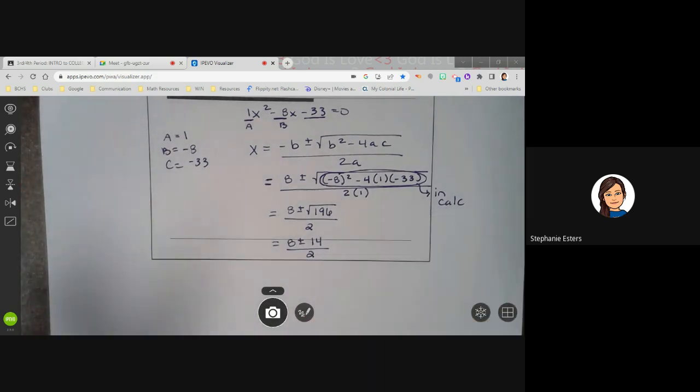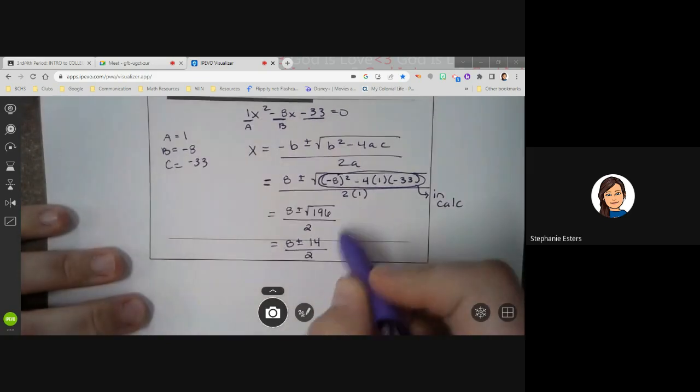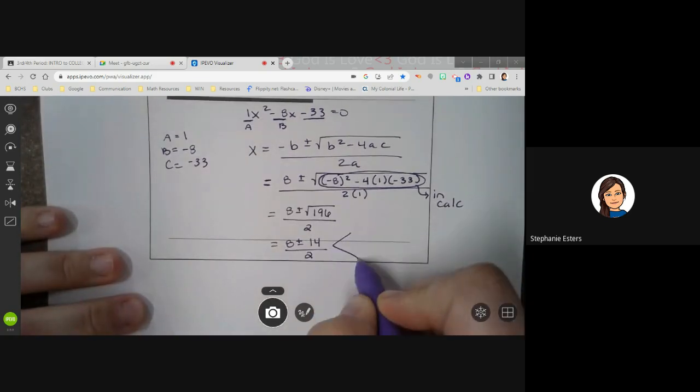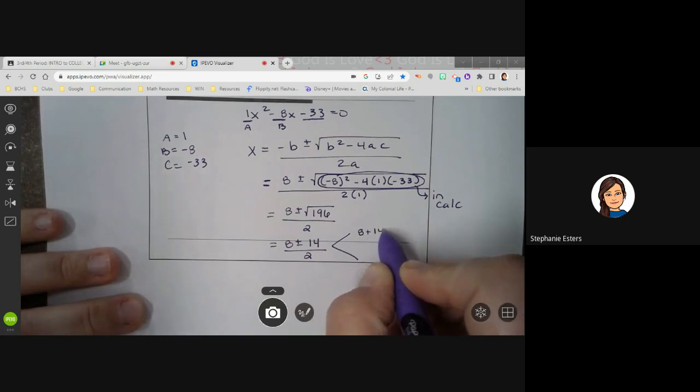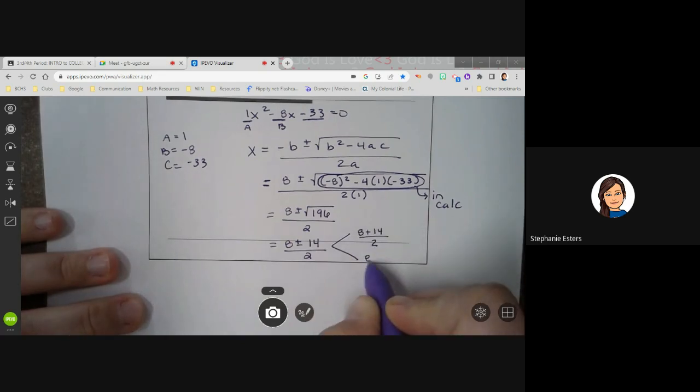It's kind of weird. The nice answers are actually the worst ones, and the ugly answers are kind of the easiest ones. You don't have as much to do. All right, so from here, we actually split this into 2 separate problems because we have to address the plus or minus sign. We want to do 8 plus 14 divided by 2, and we want to do 8 minus 14 divided by 2.